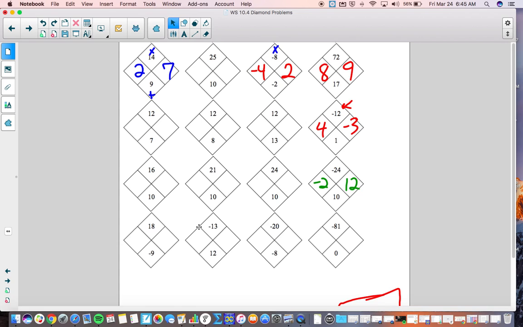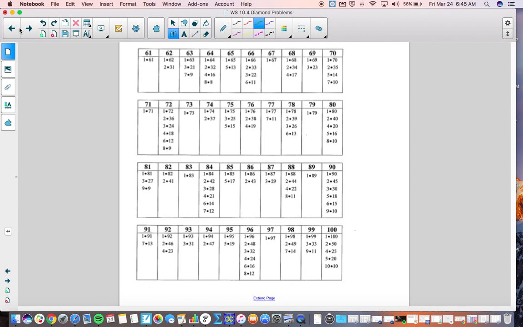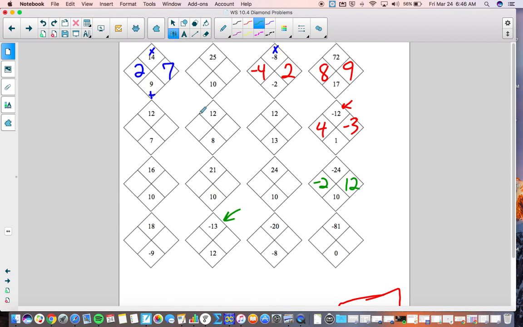Let's try this one right here. This is a good one. So we're looking for ways to multiply to negative 13. And add to what? Positive 12? Yeah. So there's only actually a couple ways to multiply to negative 13, either negative 1 and positive 13, or positive 1 and negative 13. Because we're trying to add to a positive 12, that means it's this first combination, negative 1 and positive 13. Let's try this negative 20 right here.